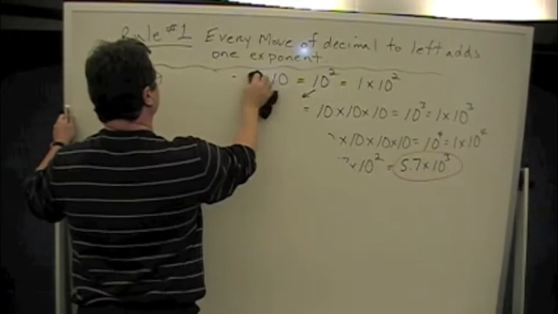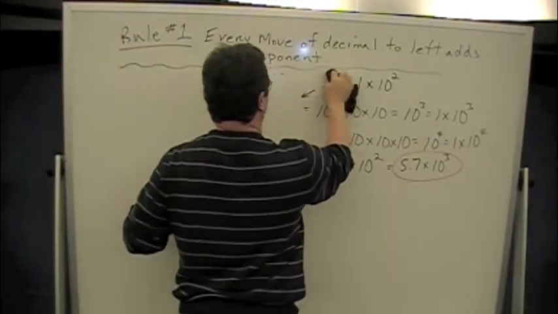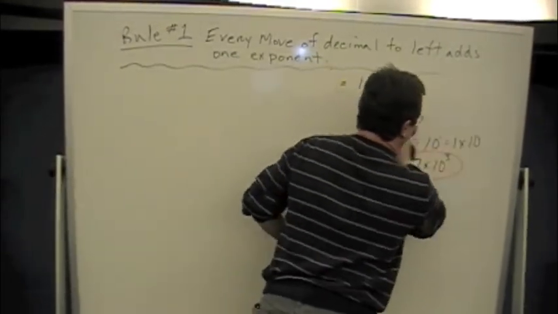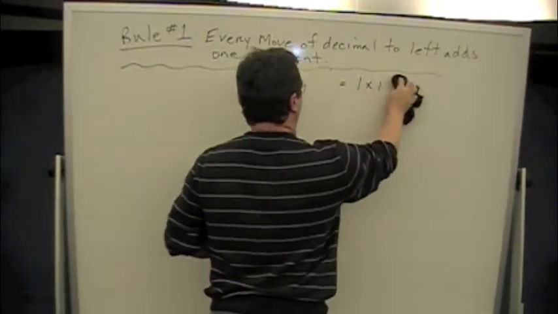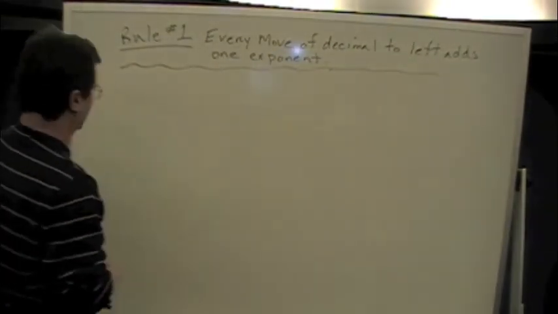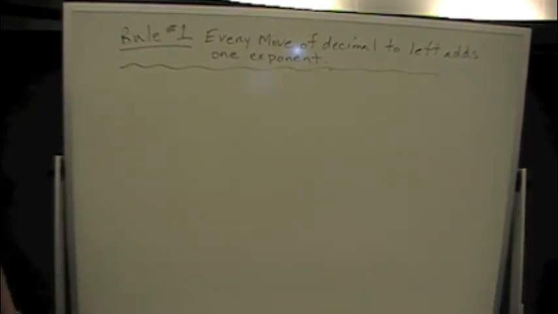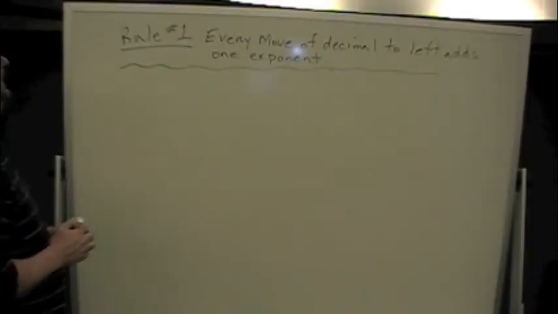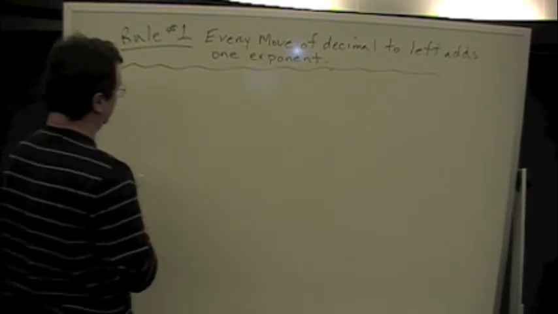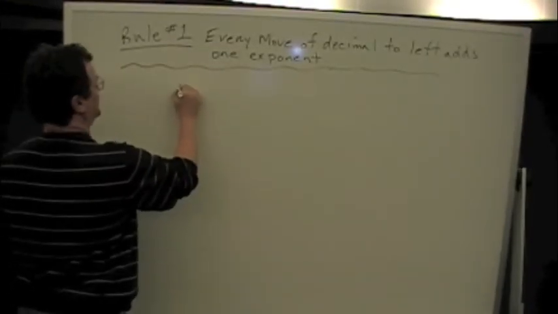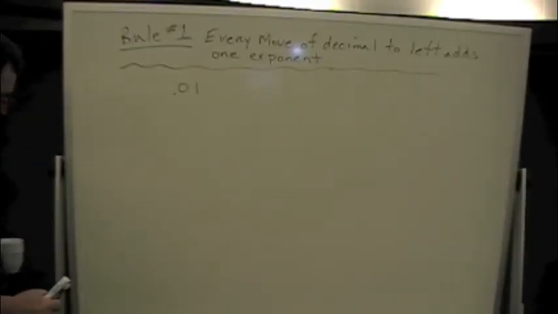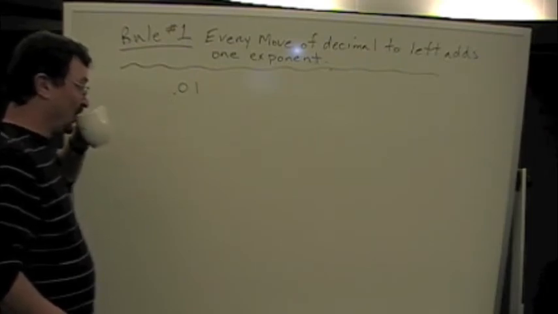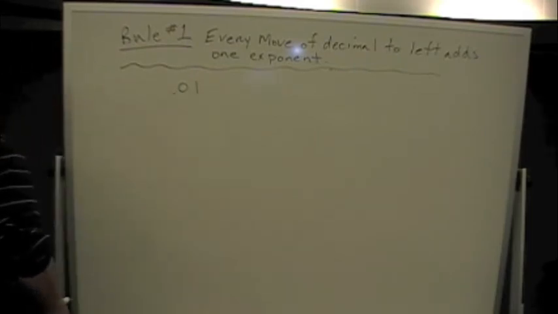However, what about small numbers? What about numbers less than 1? And what about decimals? Okay. All right, so let's do this one, 0.01. That's like 1 cent. And 1 cent is 100th of a dollar. So how would you write that in scientific notation?